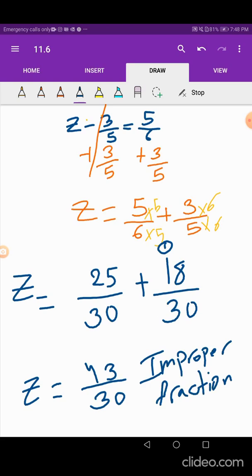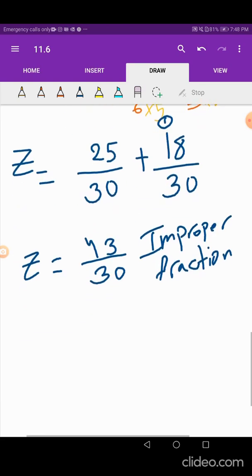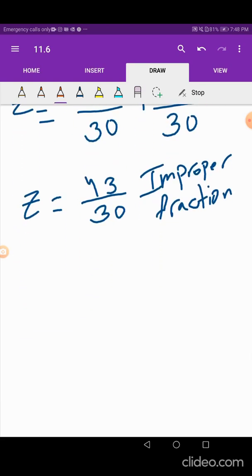So we need to convert it to a mixed number. I'm going to remind you how we do this. You can ask yourself, how many 30s in 43? There is only one. And what do we have left? We have 13 over 30.